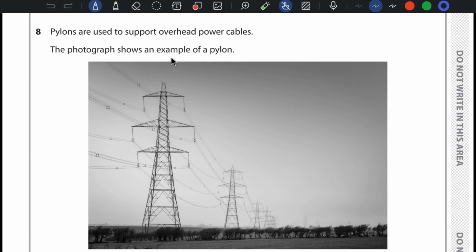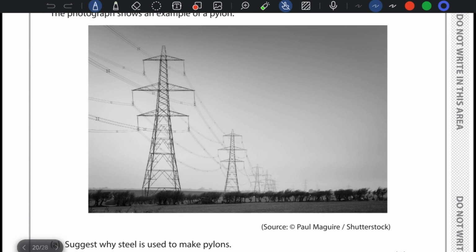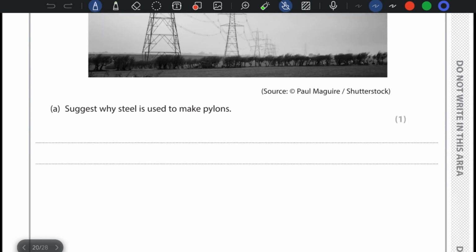Question 8. Pylons are used to support overhead power cables. The photograph shows an example of a pylon. Suggest why steel is used to make pylons. We use steel because it's strong.